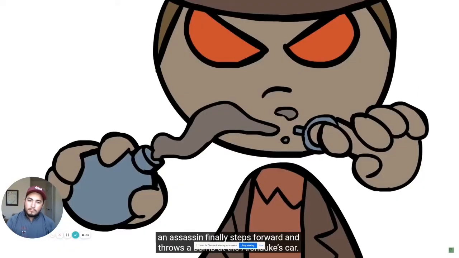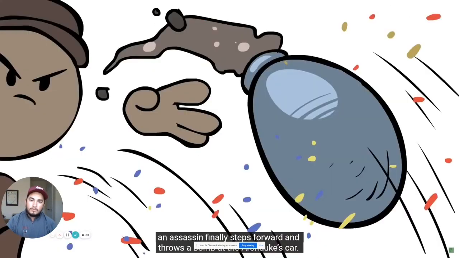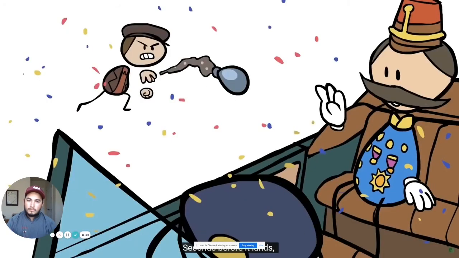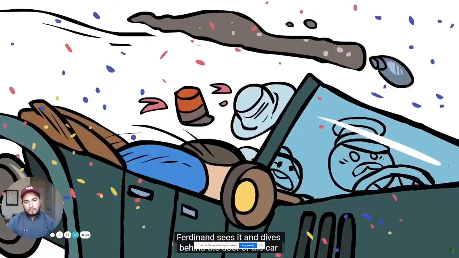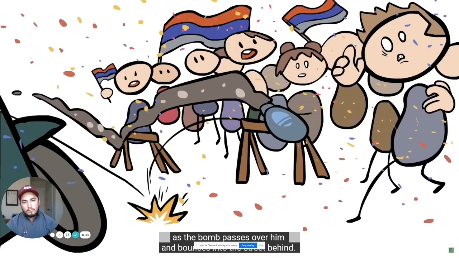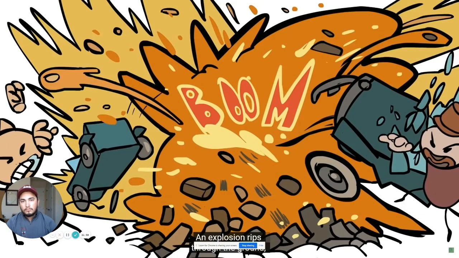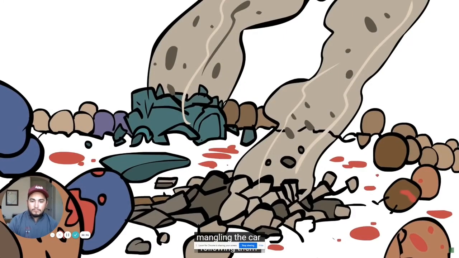But at last, on the Commercia Bridge, an assassin finally steps forward and throws a bomb at the Archduke's car. Seconds before it lands, Ferdinand sees it and dives behind the door of the car as the bomb passes over him and bounces into the street behind. An explosion rips through the ground, mangling the car following them and leaving 20 people wounded and bleeding on the street.